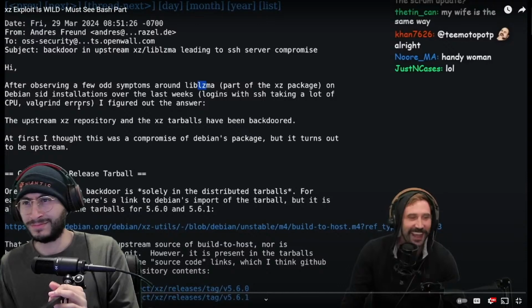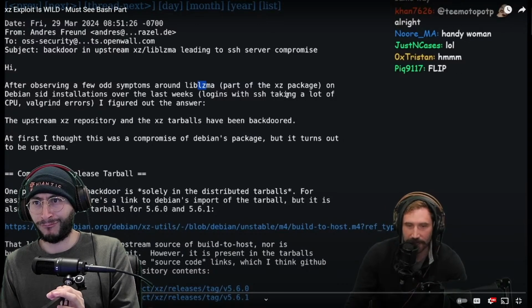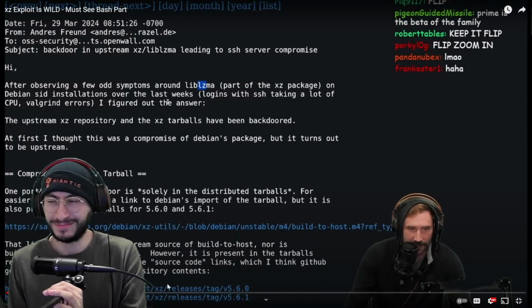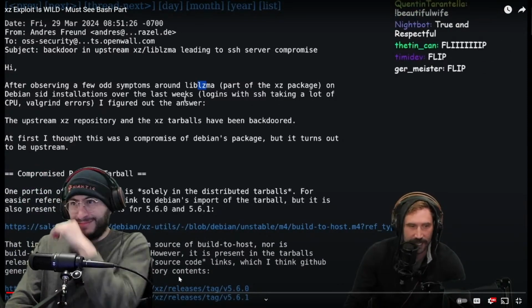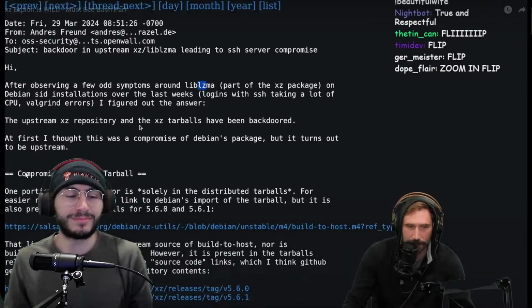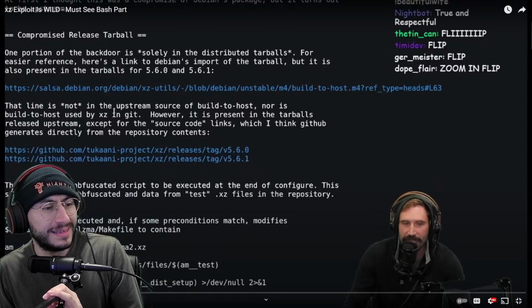My wife is beautiful. All right, after observing a few odd symptoms around libLZMA, part of the XZ package on Debian SID installations over the last weeks, logins with SSH taking a lot of the CPU and Valgrind errors, I figured out the answer. The upstream XZ repository and the XZ tarballs have been backdoored. And so then he goes through like how he investigates.